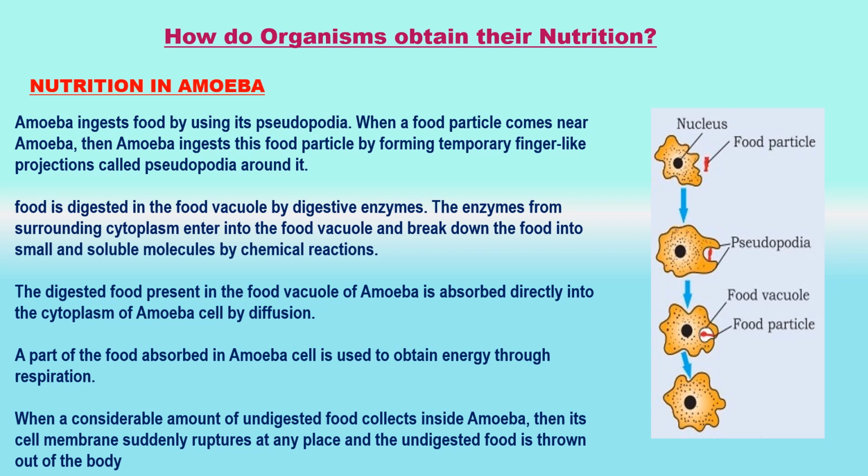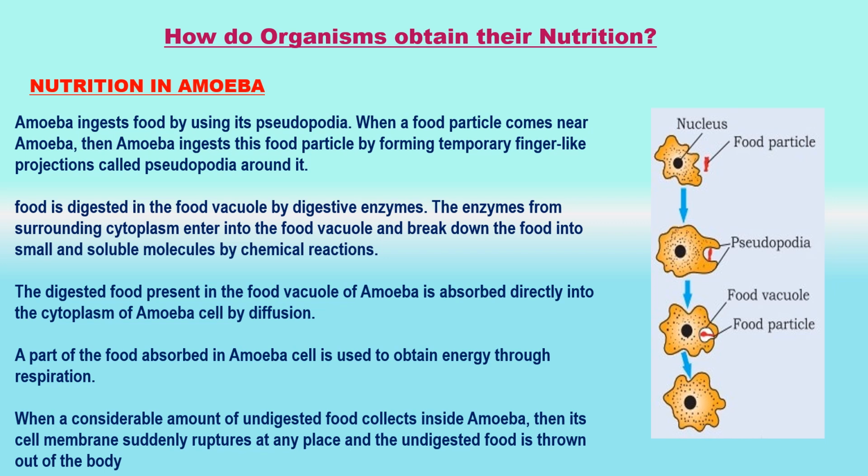In amoeba, food is digested in the food vacuole by digestive enzymes. The enzymes from surrounding cytoplasm enter into the food vacuole and break down the food into small and soluble molecules by chemical reactions. Thus, digestion in amoeba takes place inside the food vacuole, due to which the food dissolves.